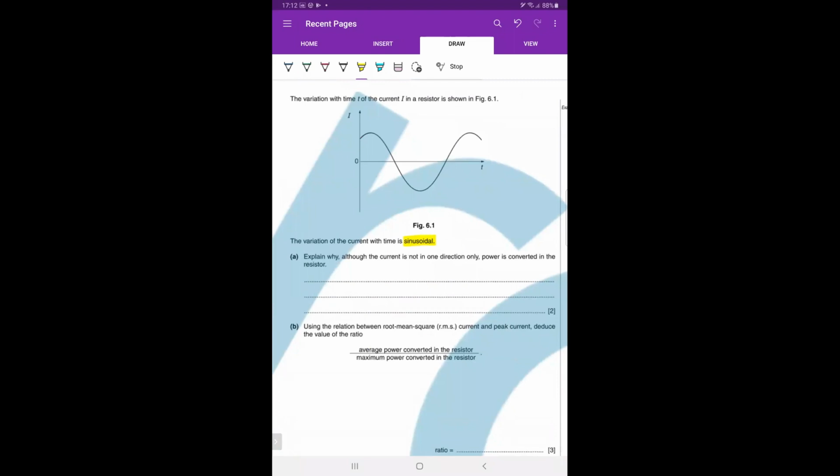The question is saying, explain why, although the current is not in one direction only, so the direction of the current keeps changing, power is still getting converted in the resistor. The question is asking you, explain why, although the current doesn't remain in one direction, how come power is still getting produced in the resistor? So how would we approach a question like this?